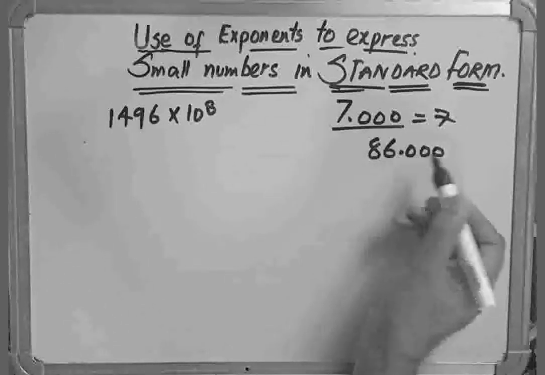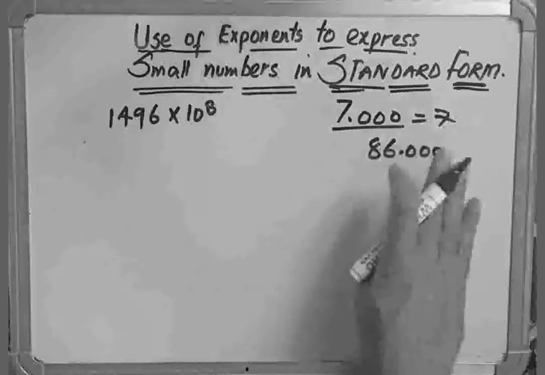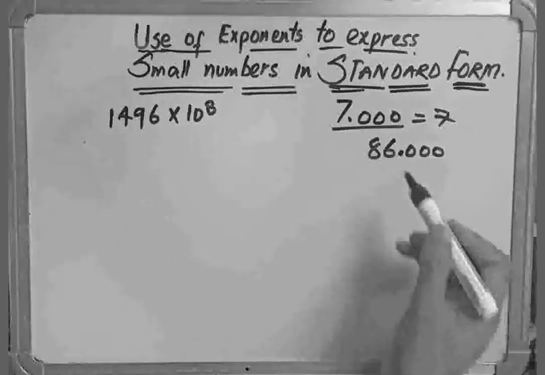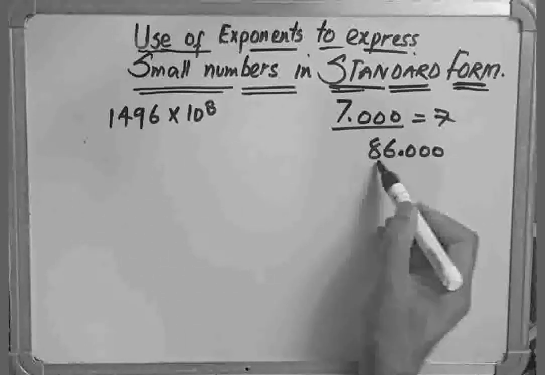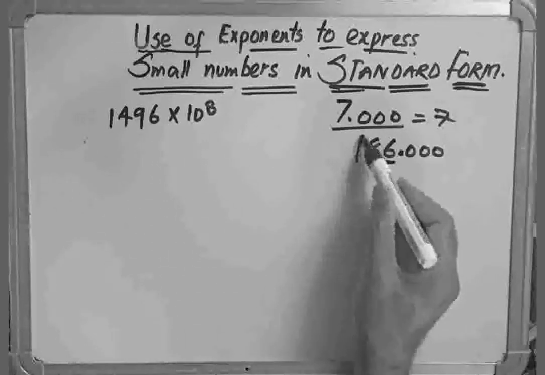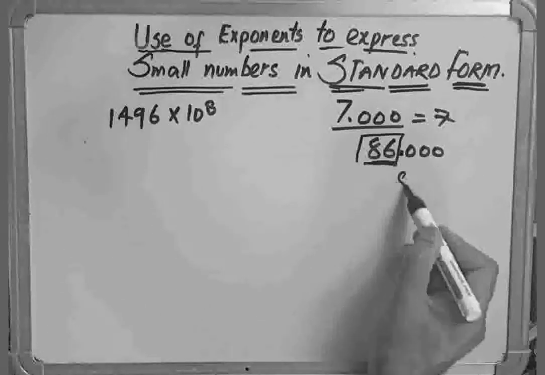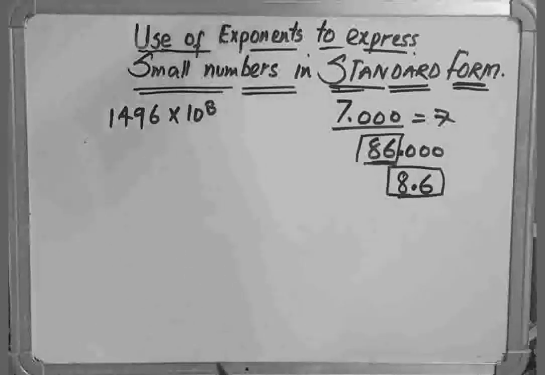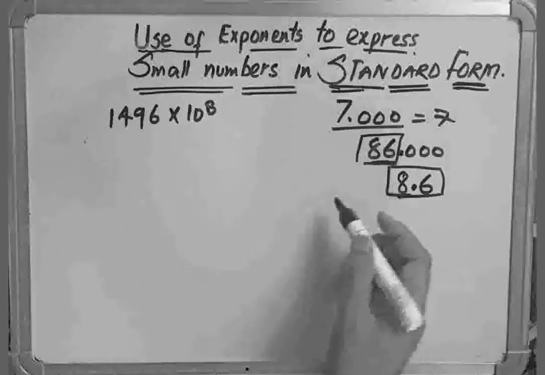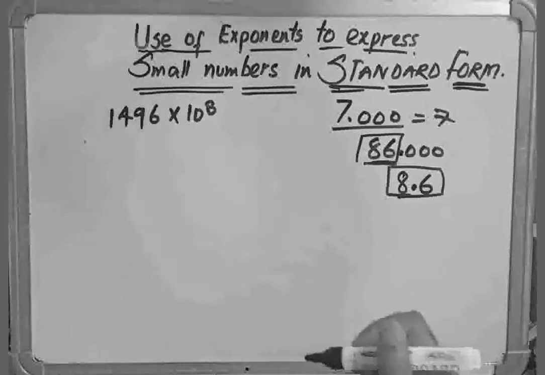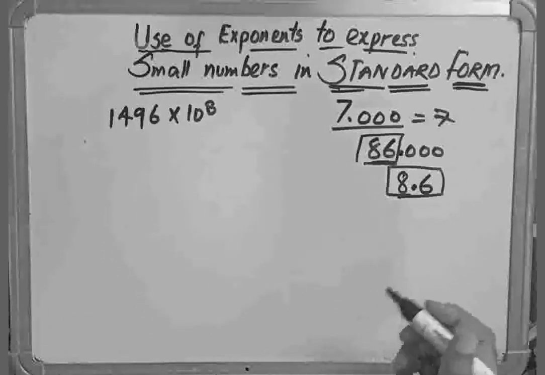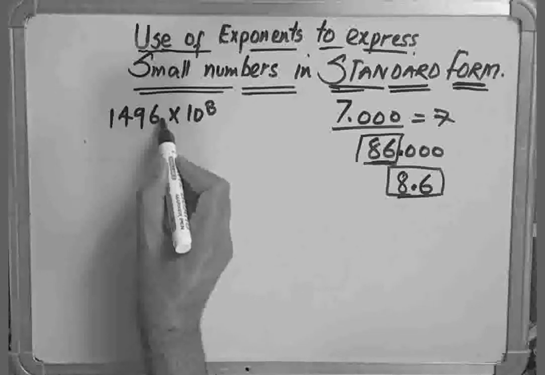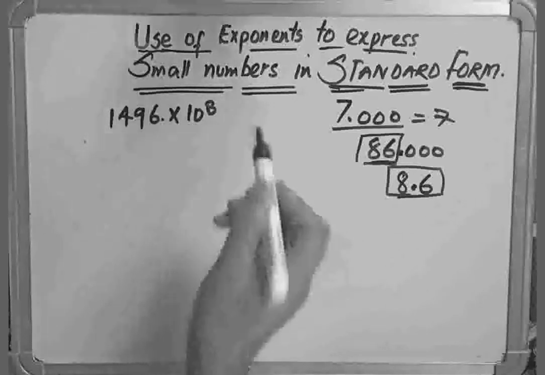86.000. So always the numbers in which there is no decimal, the decimal is at the end. That means the number is whole. If the decimal is somewhere, for example here 8.6, this number is not whole, right? So the numbers which do not show a decimal actually have the decimal at the end. So here there is a decimal in 6.000 times 10 raised to power 3.